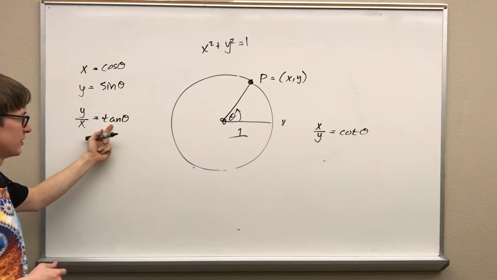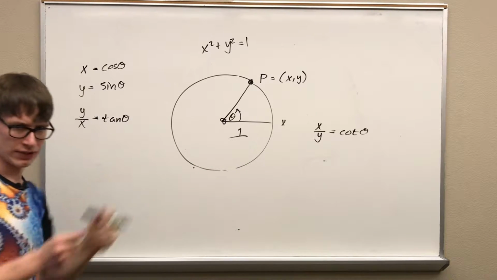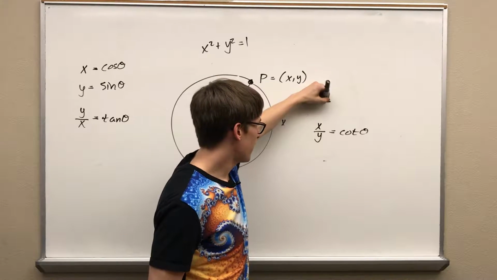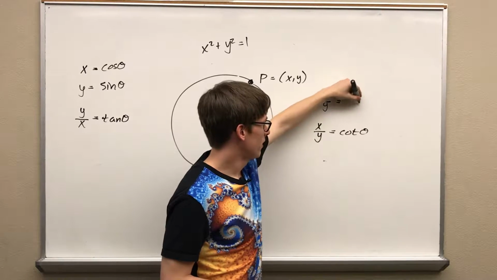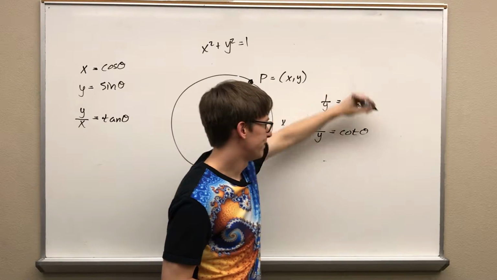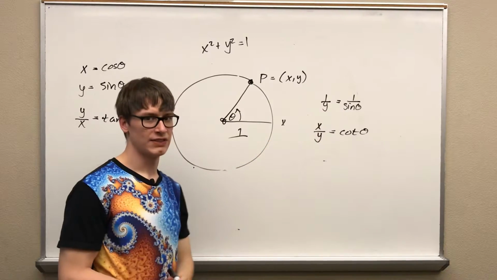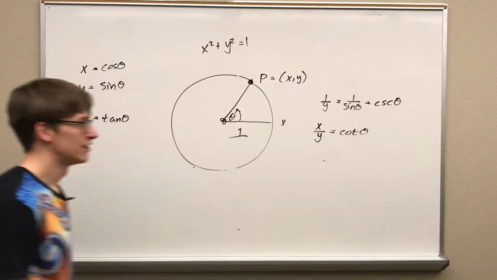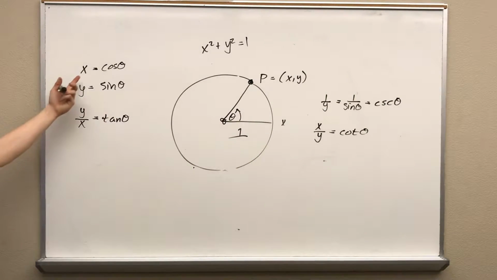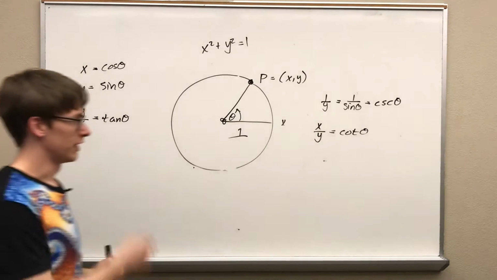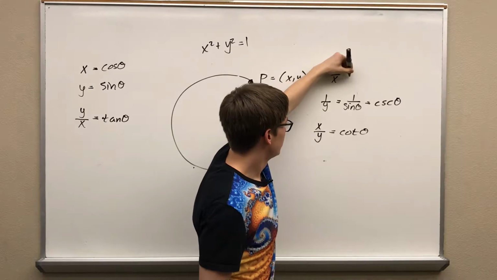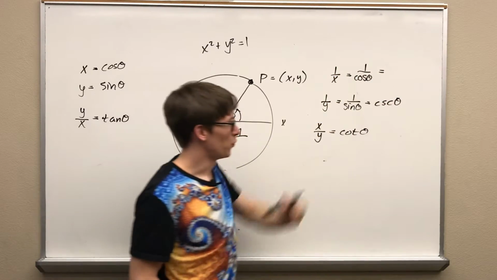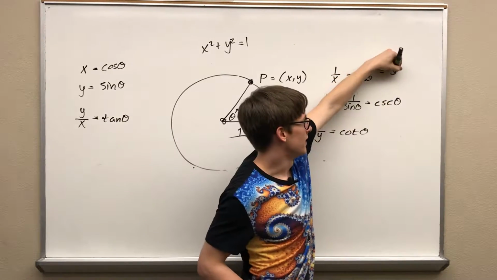That begs the question, if tangent and cotangent are reciprocals, well then what's the reciprocal of sine? We'll write 1 divided by y is equal to 1 divided by sine theta. And this function 1 divided by sine theta, we're just going to call cosecant theta. Similarly, we'll define our 6th trigonometric function by looking at the reciprocal of cosine. So 1 divided by x is equal to 1 divided by cosine. And this function 1 divided by cosine, we will call secant theta.